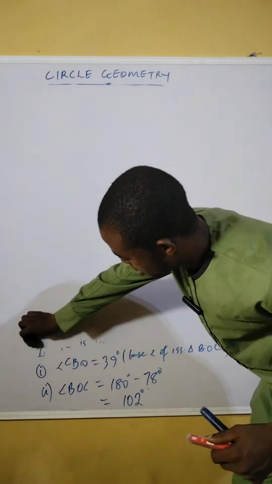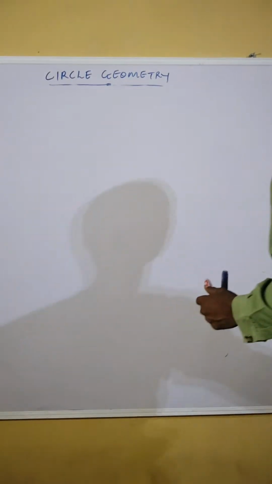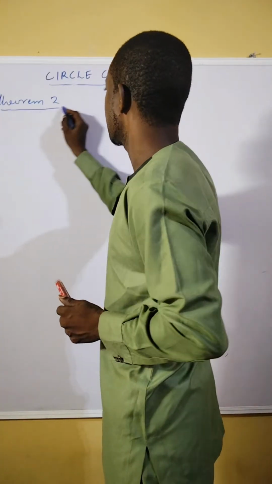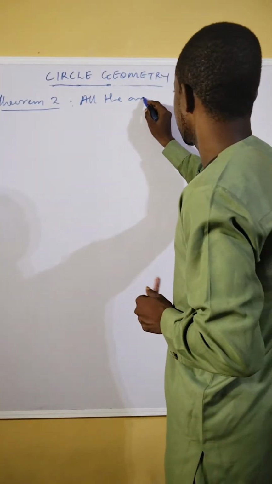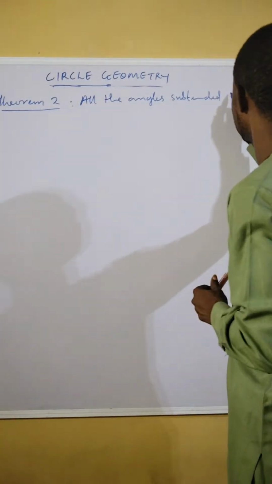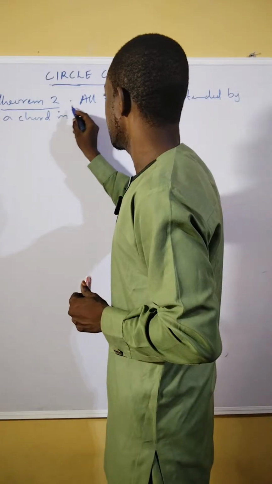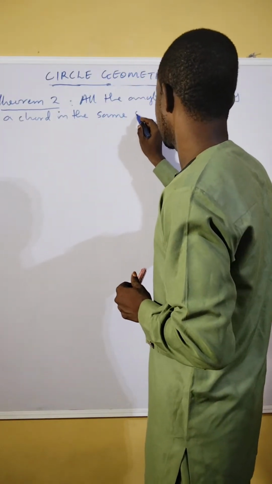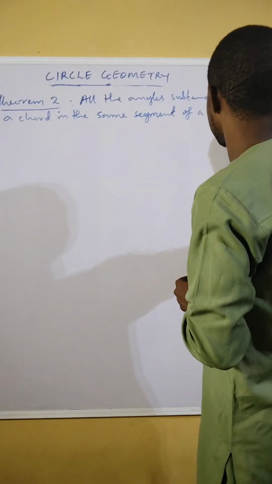So let's put it down here. That is, we have the second theorem, which we call theorem 2 here, is that all the angles subtended by a chord in the same segment of a circle are equal.